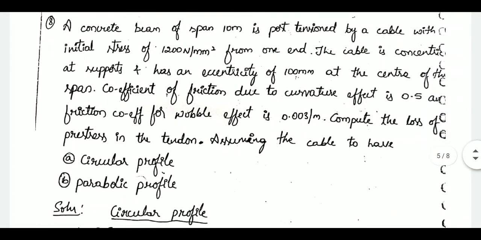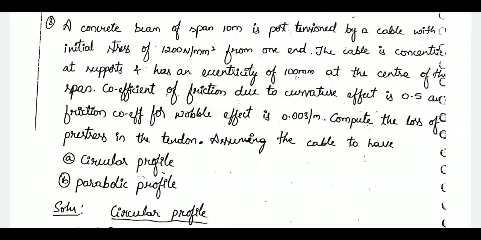A concrete beam of span 10 meter is post tensioned by a cable with initial stress of 1200 Newton per mm square from one end. The cable is concentric at supports and has an eccentricity of 100 mm at the center of the span. Coefficient of friction due to curvature effect is 0.5, and friction coefficient for wave effect is 0.003 per meter. Compute the loss of pre-stress in the tendon, assuming the cable to have circular profile and parabolic profile.